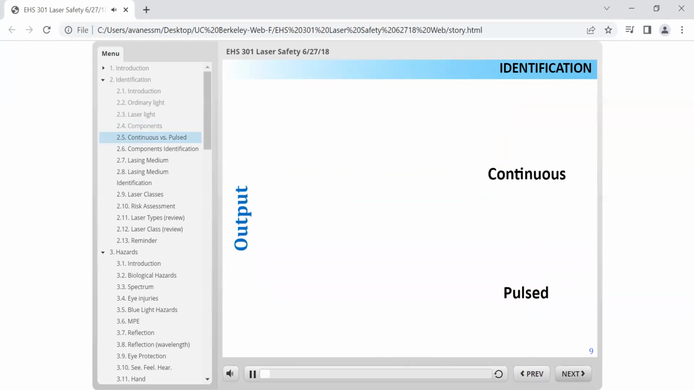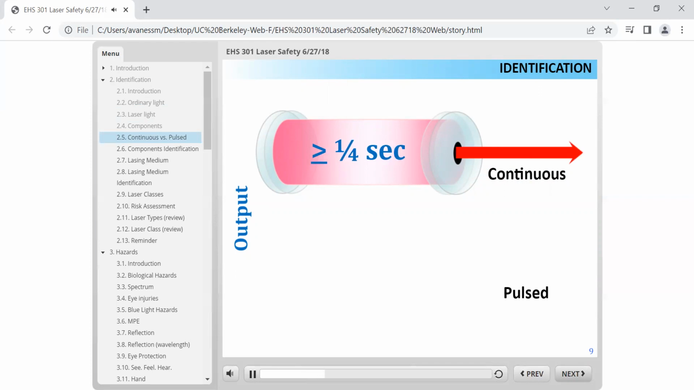Lasers differ from each other based on their output characteristics. It can be a continuous wave or a pulsed laser beam. Continuous wave lasers emit beams at a constant power, similar to a flashlight, for at least a quarter of a second. This is enough time for serious eye damage if the laser has a high enough power. Power for these lasers is expressed in the form of watts.